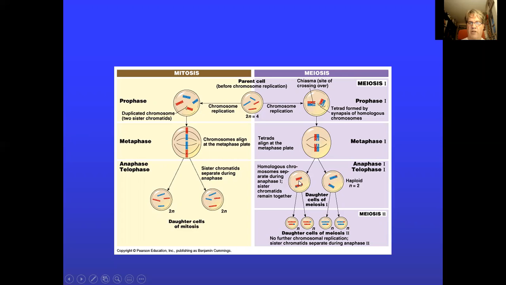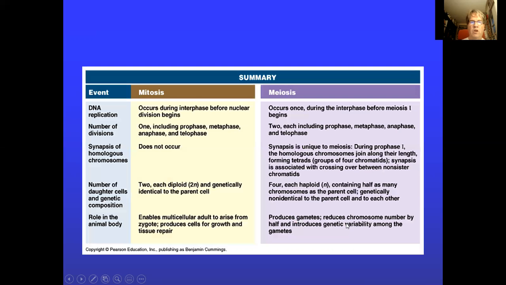Homologous chromosome pairs, sister chromatid pairs, are going to separate during anaphase 1, telophase 1, and then during meiosis 2, those sister chromatids are going to separate to separate cells. We get 4 cells, each of which has 1 N chromosome content. So this just summarizes what happens during each of those phases, what doesn't happen in some phases, and why it happens.